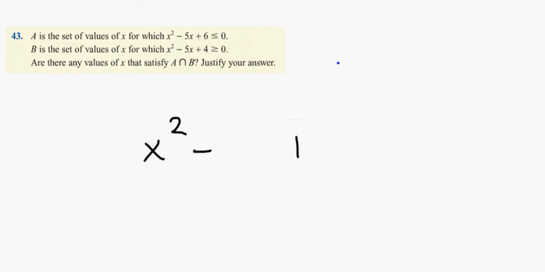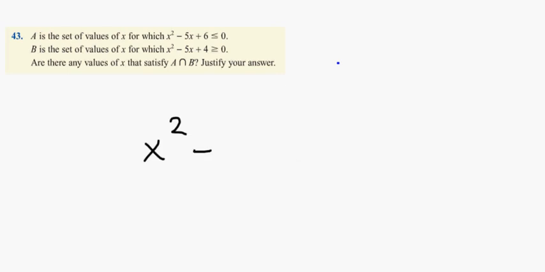Alright, next question. 43. A is the set of values of x for which x squared minus 5x plus 6 is less than or equal to 0. B is the set of values for x for which x squared minus 5x plus 4 is greater than or equal to 0. Are there any values that satisfy A intersection B? Justify your answer. A intersection B means the answers of A combined with the answers of B. Which answers are in both sets?